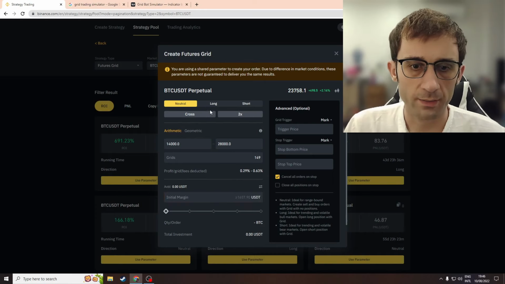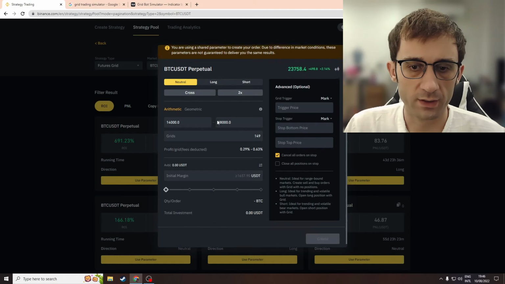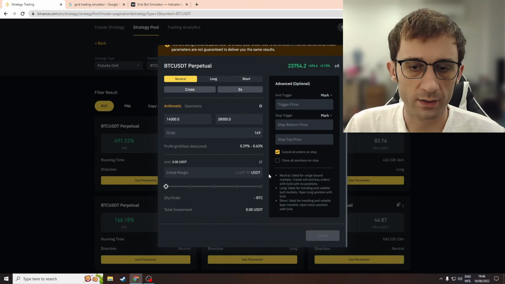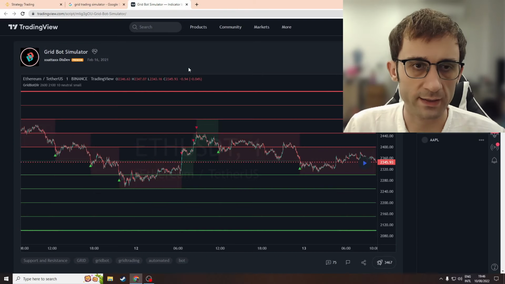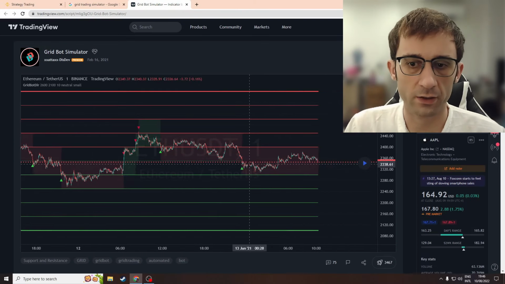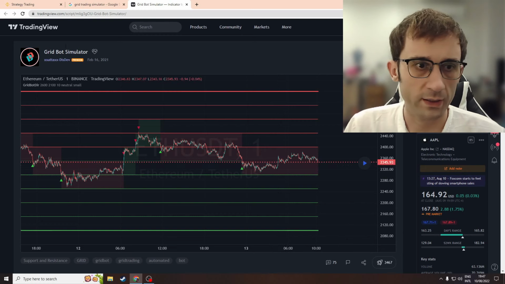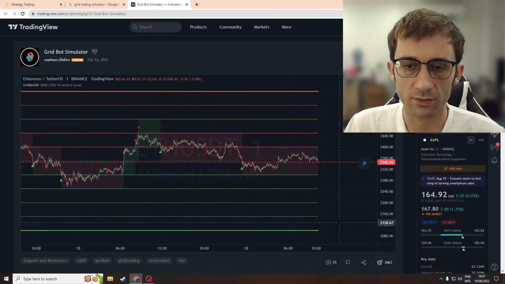So here we set up our trading strategy, and once this is done, this will all be on autopilot. This is how the grid trading works, and it places all the orders for you between these two different price ranges. If you want to practice visualizing how it works, here is a grid bot simulator, which you can find on TradingView.